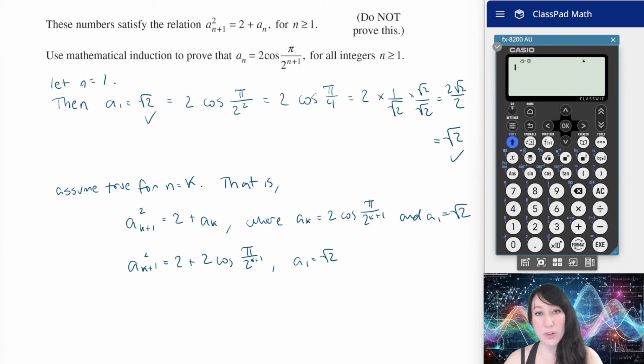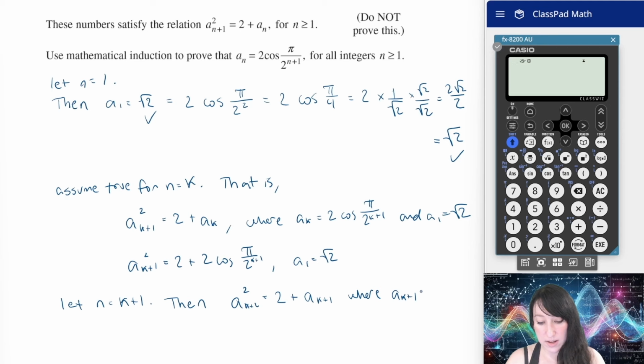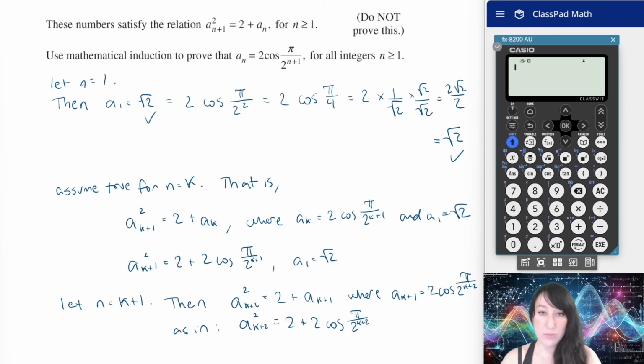Now we see if we can prove it's true for n equals k plus 1. So now we need to show that a_(k+1), so k plus 2, squared equals 2 plus a_(k+1), where a_(k+1) is 2 times cosine of pi over 2 to the k plus 1, so k plus 2. So the full equation we want to show is true is a_(k+2) squared is equal to 2 plus 2 cosine of pi over 2 to the k plus 2. So let's see what we can do.